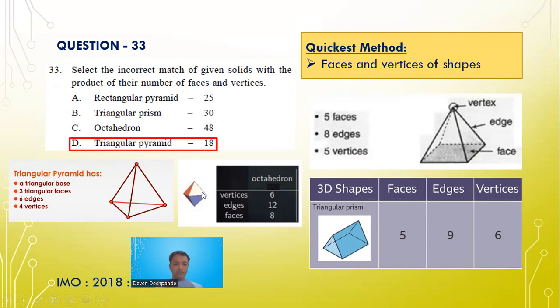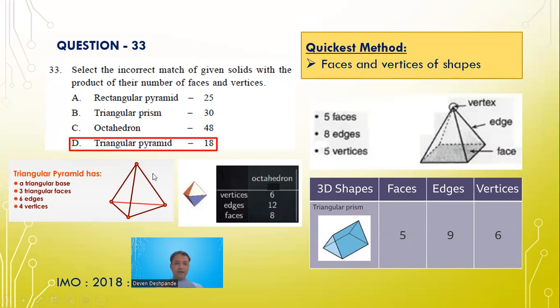Let's see the octahedron. So this is an octahedron. An octahedron is basically one square pyramid on the top and one square pyramid at the bottom. How many faces? 8 faces, isn't it? And how many vertices? 6. 8 sixes are 48. So this is also correct.